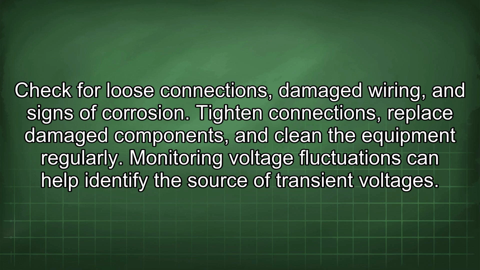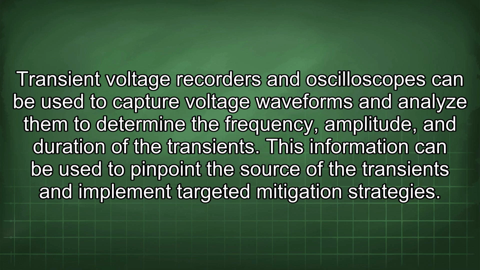Monitoring voltage fluctuations can help identify the source of transient voltages. Transient voltage recorders and oscilloscopes can be used to capture voltage waveforms and analyze them to determine the frequency, amplitude, and duration of the transients. This information can be used to pinpoint the source of the transients and implement targeted mitigation strategies.